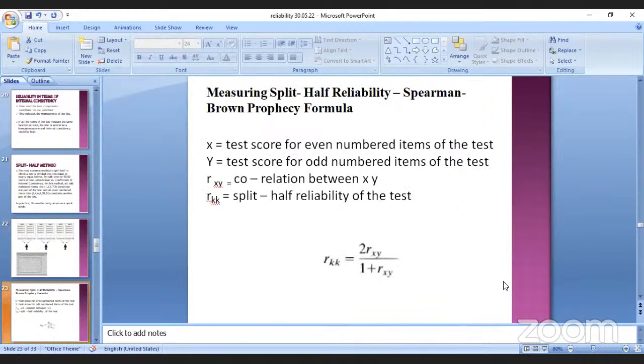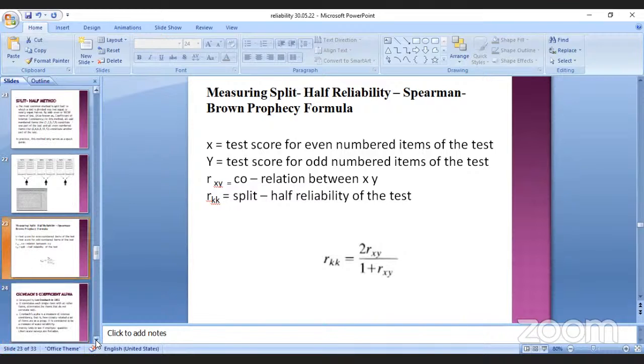So this is the formula. This is the split half reliability of the test, the coefficient of reliability. And then we have RXY. Now, RXY is the correlation between score X and score Y. So we are getting two scores, and this is the formula: 2RXY divided by 1 plus RXY to receive the split half reliability coefficient. Okay, should I move on to the next slide? Yes, ma'am.